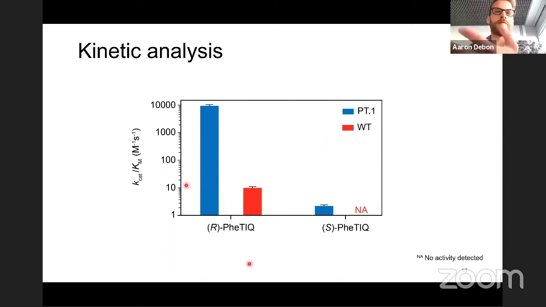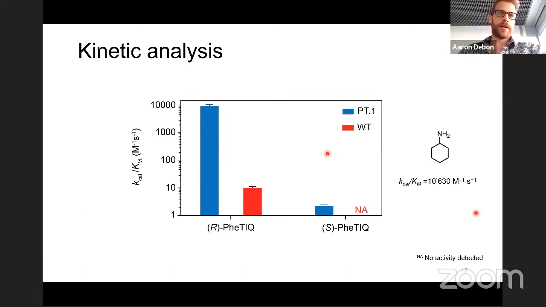As a quick comparison, we have the wild type with the native substrate cyclohexylamine, which has a kcat over Km of roughly 10,000. So we are actually in the range of a wild type enzyme here within a single round of mutagenesis.